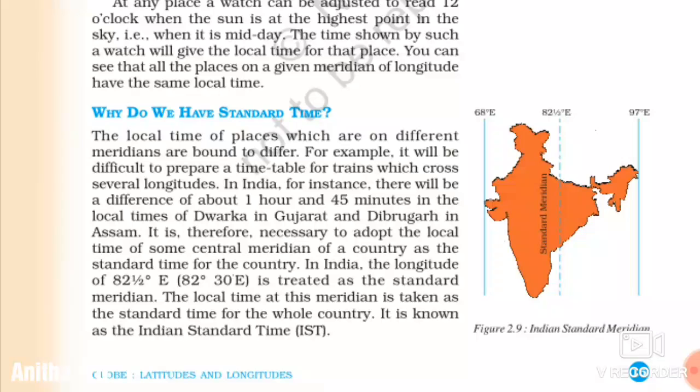In India, the longitude of 82.5 degrees east is treated as the standard meridian. Which is the standard meridian of India? 82.5 degrees east longitude. The local time at this meridian is taken as the standard time for the whole country. It is known as the Indian Standard Time.